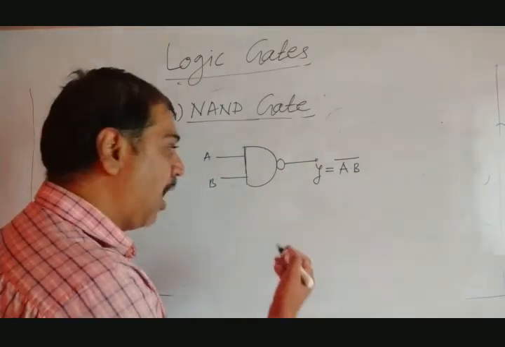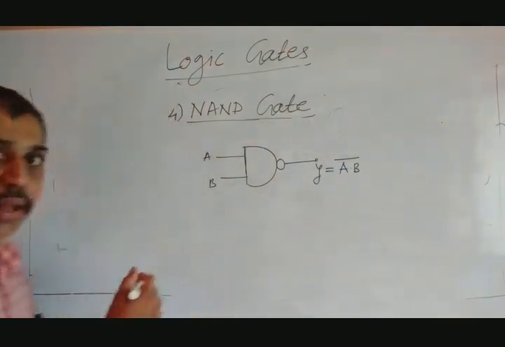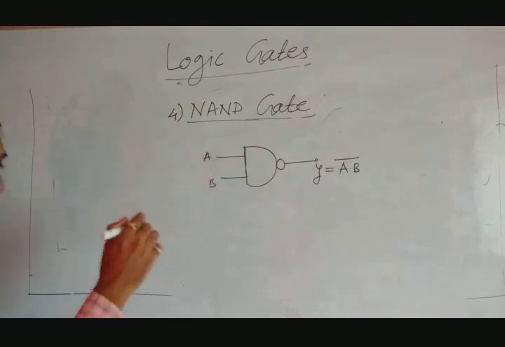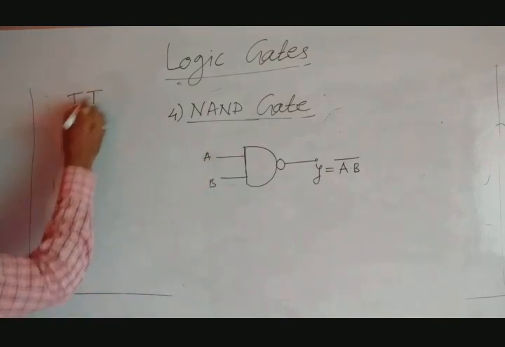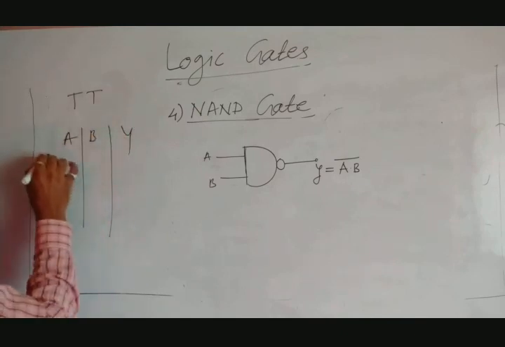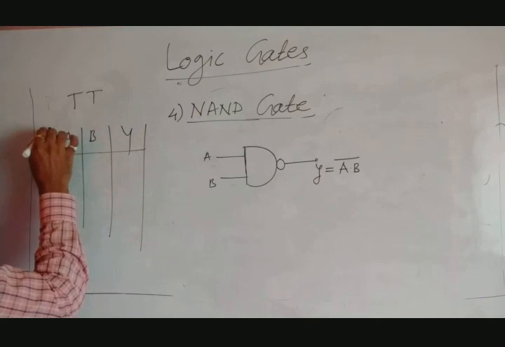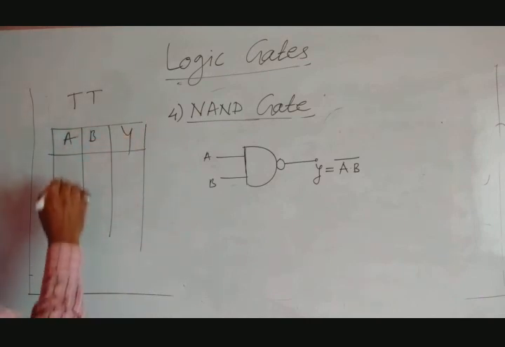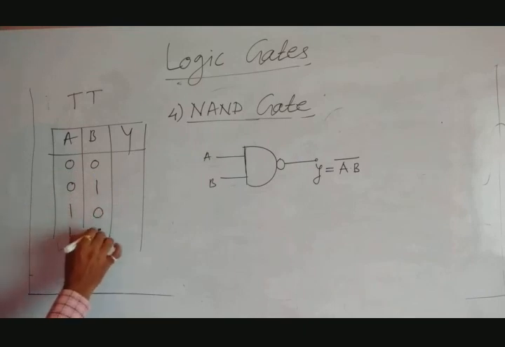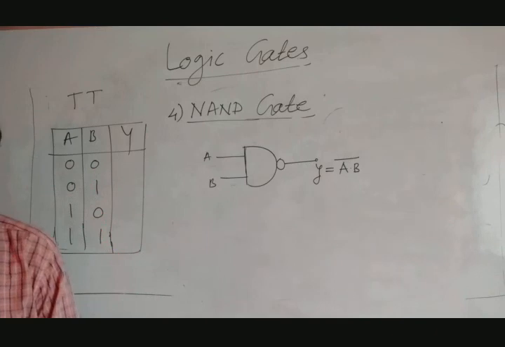Now let's see how we can write a truth table. I will write a truth table here. Again, it has two inputs, so how many rows? 4 rows. Write down the truth table here. The truth table is A, B and Y. Let's see the possible combinations. Possible combinations are only 4. So it becomes 0, 0, 0, 1, 1, 0, and the last one is 1, 1. These are the possible combinations.